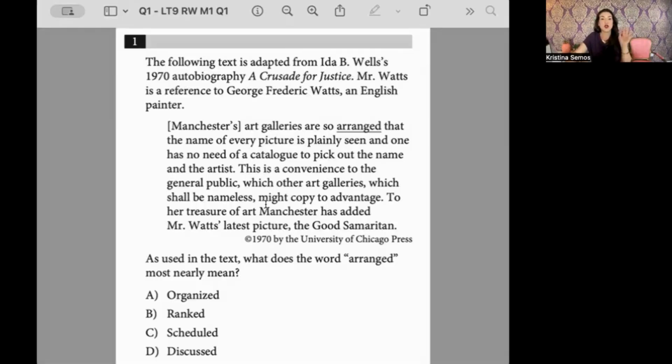So I'm going to share my screen and read it out loud for you, and then you will give question number 1 a try. Okay, so on your piece of paper, write down question number 1, and then you are going to give this question a try.